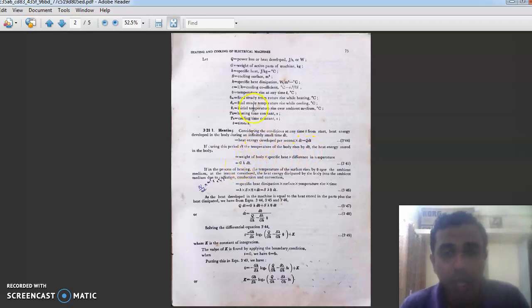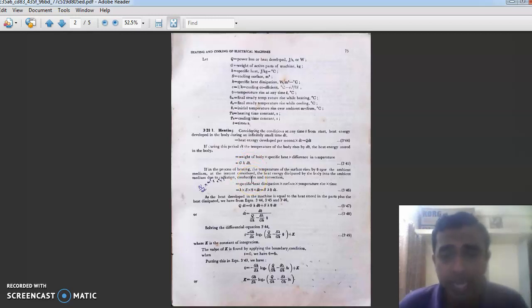What are the units? G has the unit kilogram, lambda has the unit joules per kilogram degree Celsius, and the difference in temperature is in degree Celsius. Kilogram and kilogram cancel, degree Celsius and degree Celsius cancel. Finally we get a value in joules, that is the heat energy stored in the material. So we have the first part of the heat developed, that is g lambda d theta. Now we go to the next part, that is the heat dissipated.